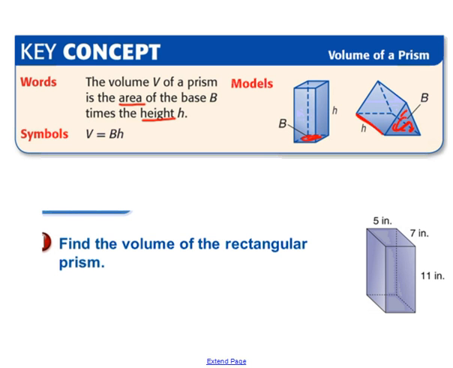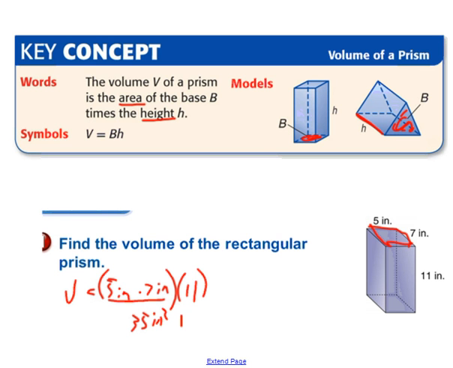All right. So find the volume of the rectangular prism here at the right. The base is 5 by 7. So I need to find the area of that part. I'm going to say volume is equal to the base area, which is 5 inches times 7 inches, because area of a rectangle is width times length, and then times the height, which is 11. So if I take 5 times 7, I get 35 inches squared times 11 inches.